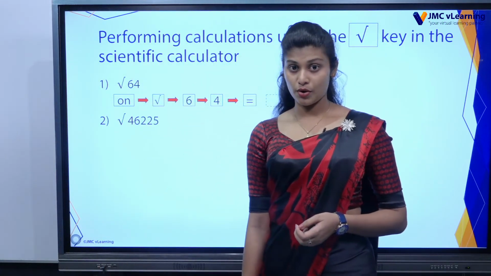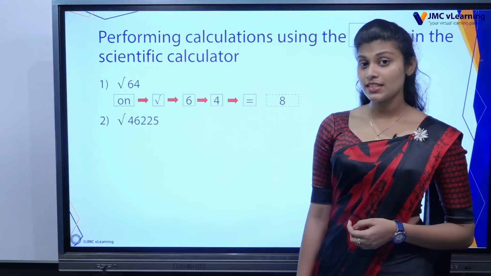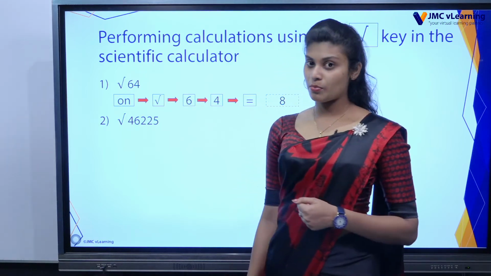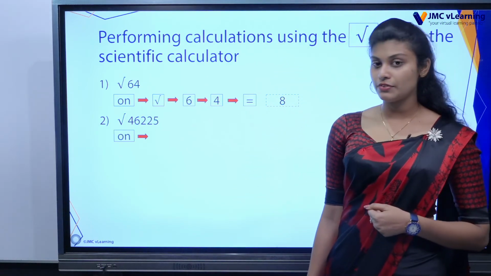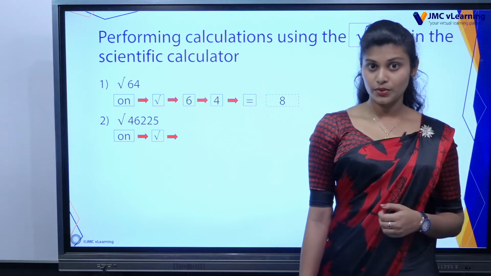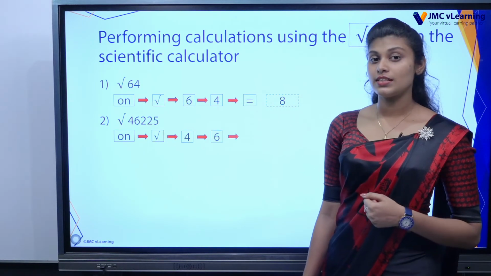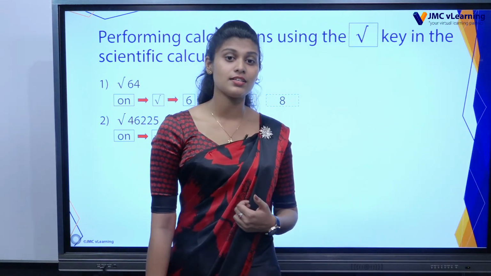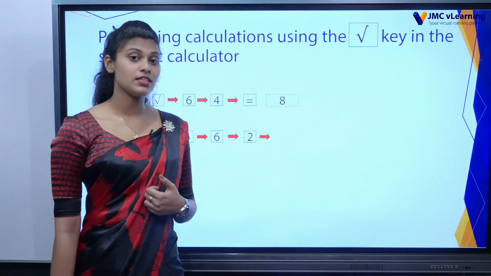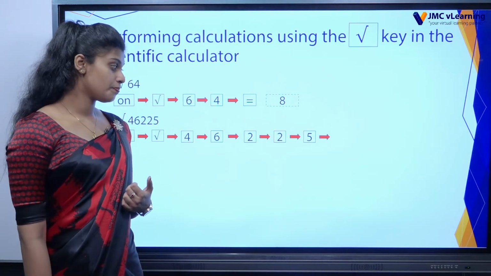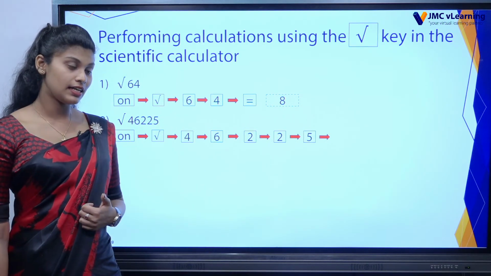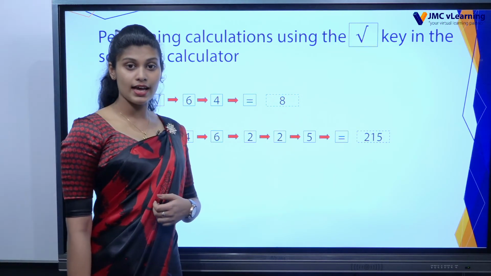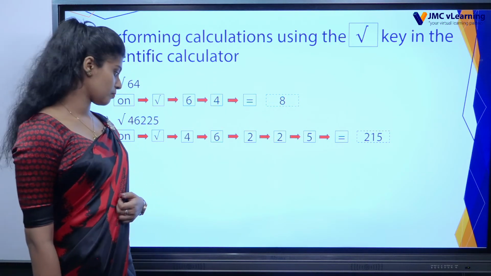Then let's see another example. The square root of 46,225. In this sum also you have to press the on key first, then the square root key, then 4, then 6, then which numbers do you have to press to take the answer? Yes, you have to press 2, then again 2, then 5. Let's press the result key. You can take the answer as 250.